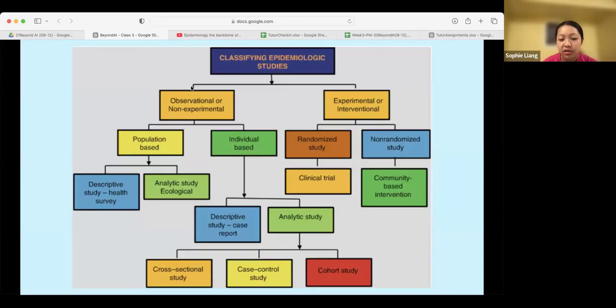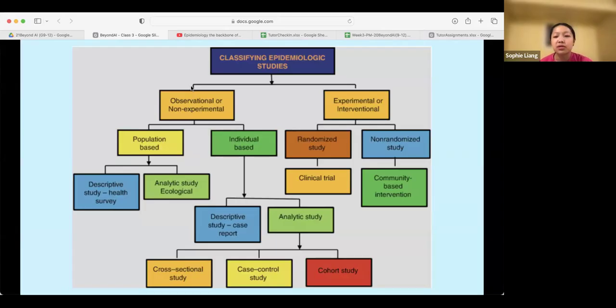Individuals, you have descriptive study, case report. And then you have three types of analytical studies. So you have a cross-sectional study. This one is like, you take the data of a bunch of people at one point in time. It's kind of like if you cut a cross-section, you just see the data as it is right now.